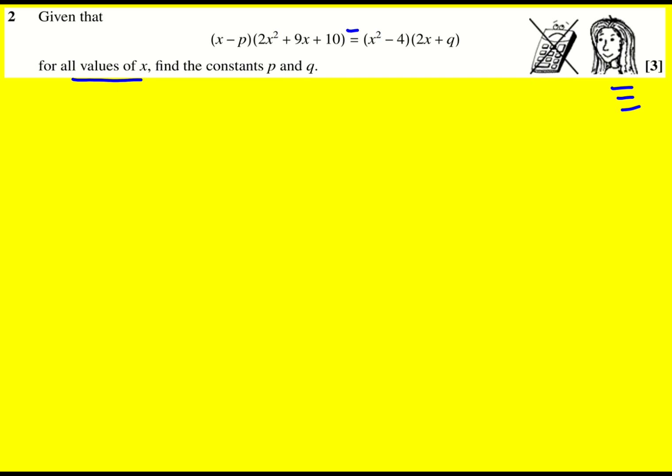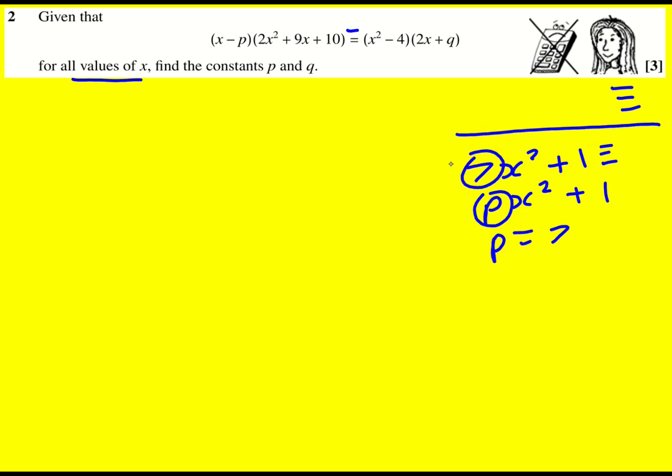the numbers in front. For example, if we had 7x squared plus 1 is equal to p x squared plus 1, then it must be that, and this is an identity, then p would have to be 7. So we can use that sort of idea here. Right, let me expand it out.